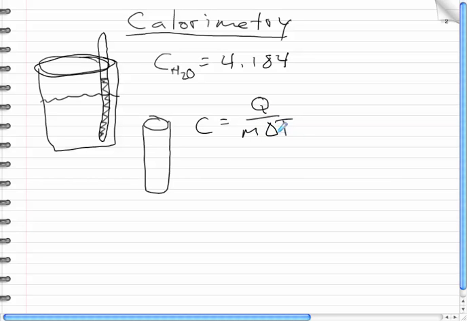Mass is easy, right? We throw it on a scale. Change in temperature is easy. You just take the temperature before and after, final minus initial. Q is a little trickier.